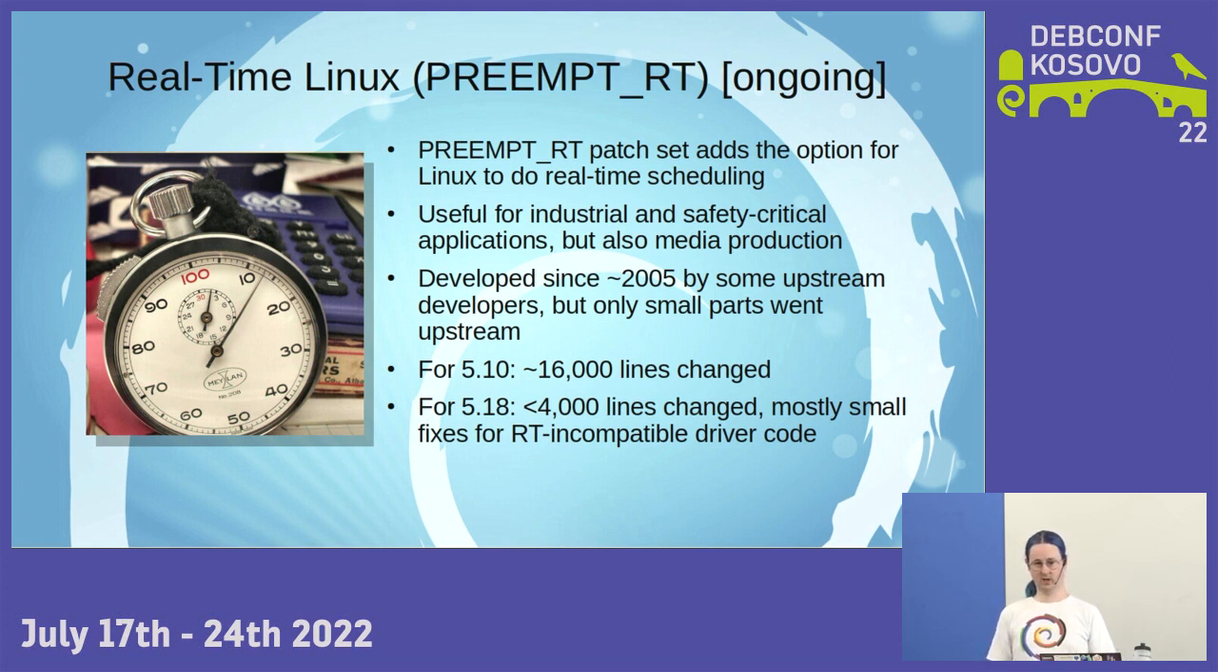So more on real-time. There have been several different things called real-time Linux, but what I'm talking about is the PREEMPT_RT patch set. That adds the ability for the Linux scheduler itself to do real-time scheduling. And that's really important for industrial and safety-critical applications where if things don't happen on time, people might die. It's also useful for media production where the stakes are a little lower, but no one wants to see stuttering video or audio. That's been developed since, I think, around 2005.